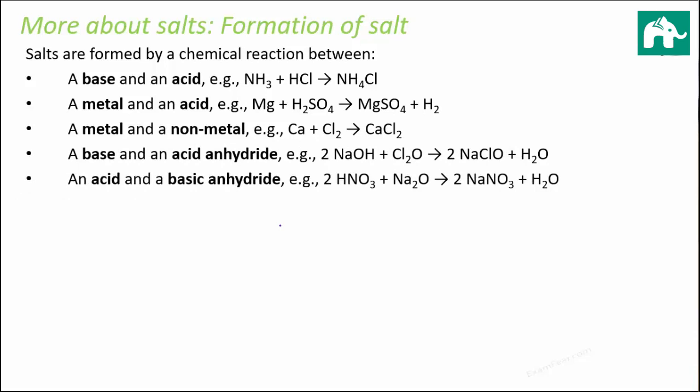Now a lot of you might be wondering, what do we mean by anhydride? Anhydride is basically obtained by elimination of H2O. Anhydride means that H2O is removed from something, and whatever is left out is the anhydride. So when you remove H2O from an acid, it becomes an acid anhydride. When you remove H2O from a base, it becomes a basic anhydride.